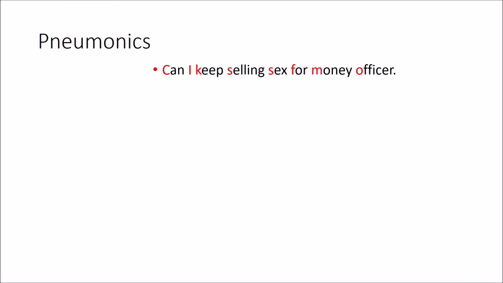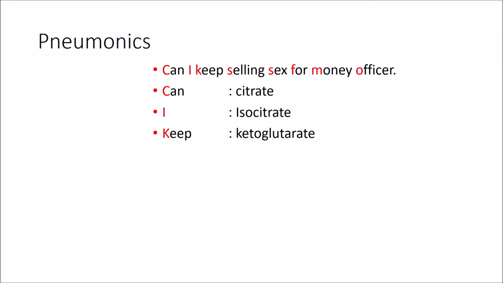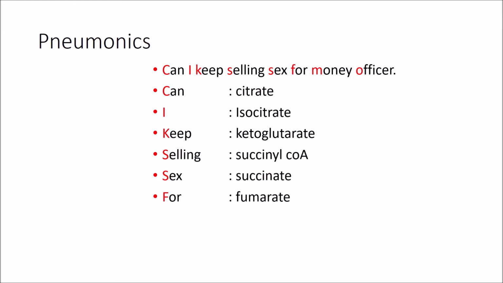The mnemonic is: Can I keep selling sex for money, officer? The C for citrate, I for isocitrate, keep for ketoglutarate, selling for succinyl CoA, sex for succinate, for for fumarate, money for malate, and officer for oxaloacetate.